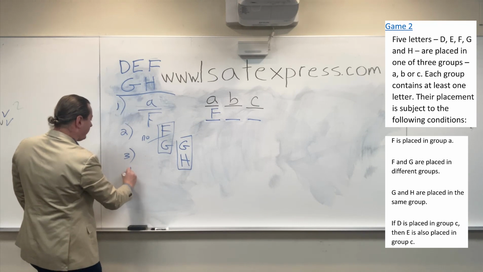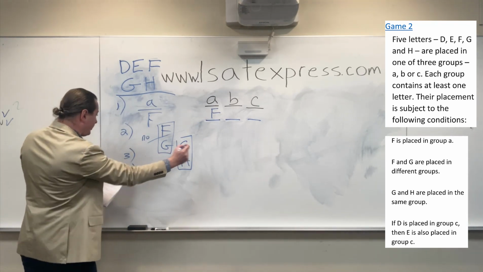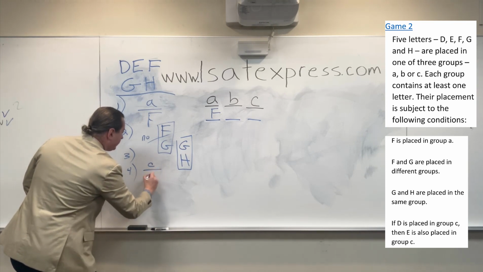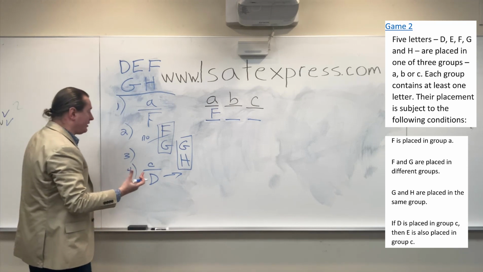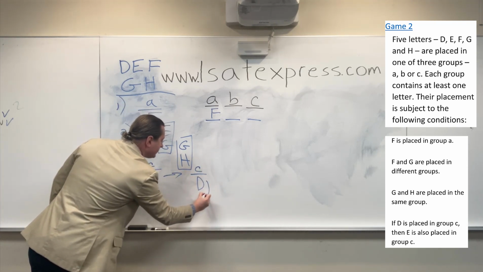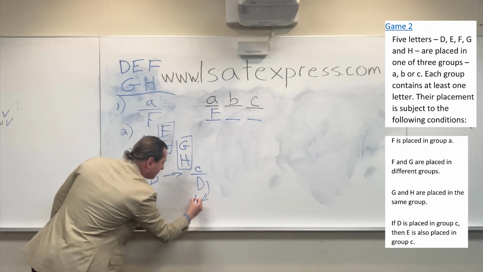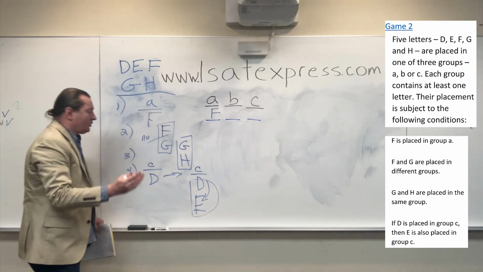And then rule 4, you get these if-then rules. If D is in group C, so here's group C, D is in group C, I'm going to write an arrow to indicate then group C, it has D and it also has E. Hope you can see all that. Then D and E. Now, what's going on here?